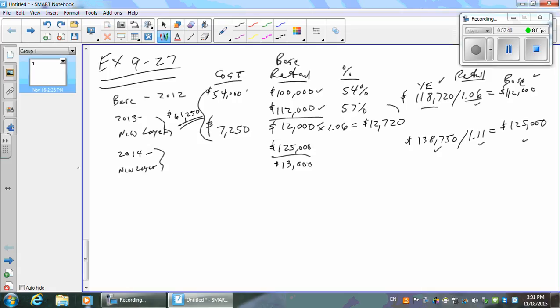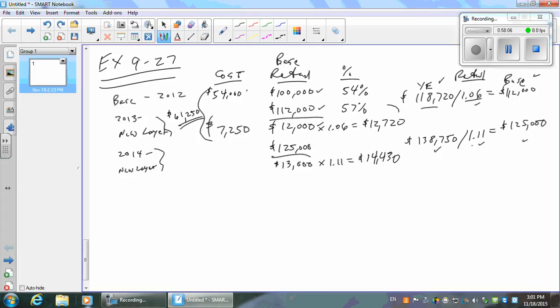Now I have 3 layers. What do I want to do with that? I bought it when the price index was 1.11. How much is that in retail dollars? That layer is how much? 13,000 times 1.11. 14,430. 14,430.